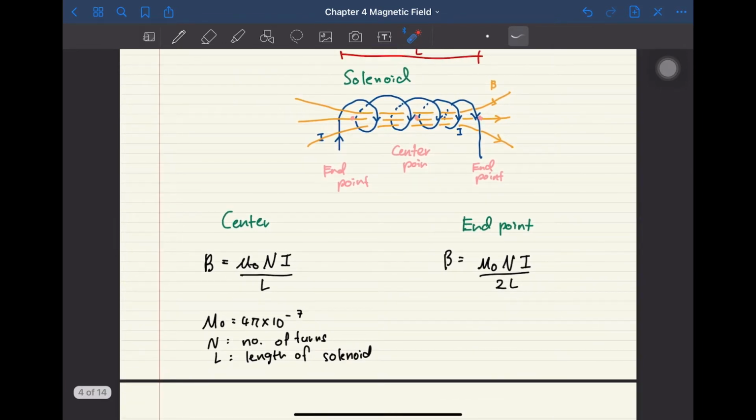So for the formula, you have two formulas. One is if you want to calculate at the center here, another one is if you want to calculate at the end point. It depends on the question, and most of the time they will give you the values of N and L. Sometimes they give you N over L, which is actually the number of turns per unit length.